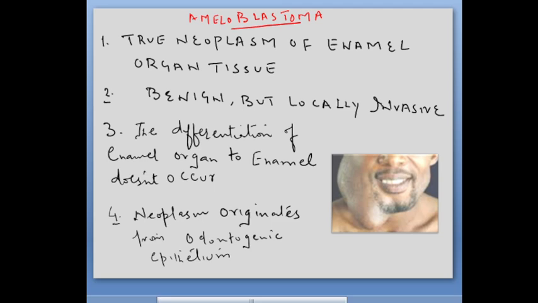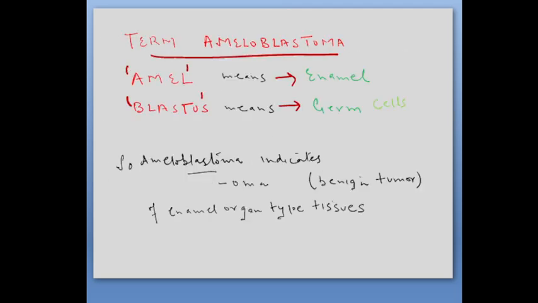It is a true neoplasm of enamel organ tissue. It is a benign tumor. Here, the differentiation of enamel organ to enamel doesn't occur, and this neoplasm originates from odontogenic epithelium. The term ameloblastoma is derived from two words, amel and blastos. The amel means enamel and blastos means germ cells. So, it is a tumor which is derived from those cells which form enamel, in this case, enamel organ type cells.